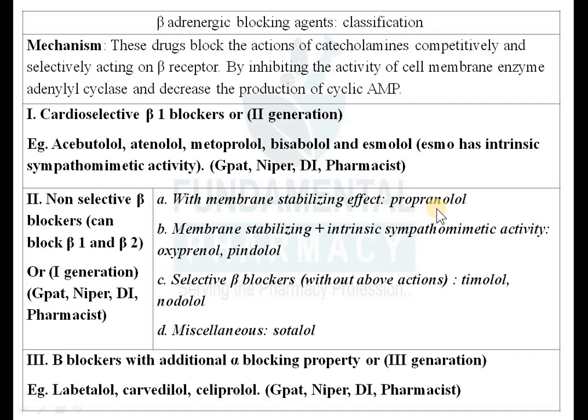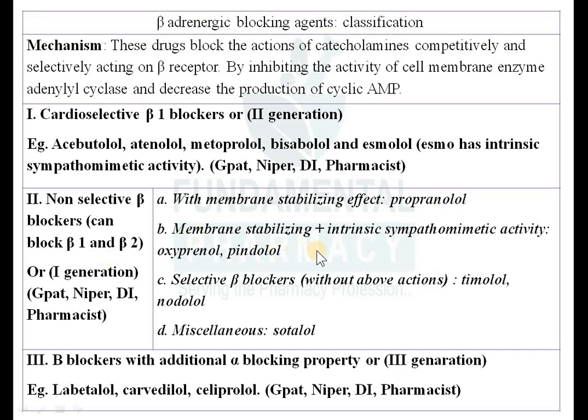So they will prevent the entry of cations, but they will not affect the resting membrane potential. So if any drug is able to prevent the entry of cations inside the cell, but at the same time that drug is not able to disturb the resting membrane potential, that is known as a membrane stabilizing effect. So this propranolol is a non-selective beta blocker along with the additional membrane stabilizing effect. Okay, ये सब important है, इसके ऊपर क्वेश्चन आता है.